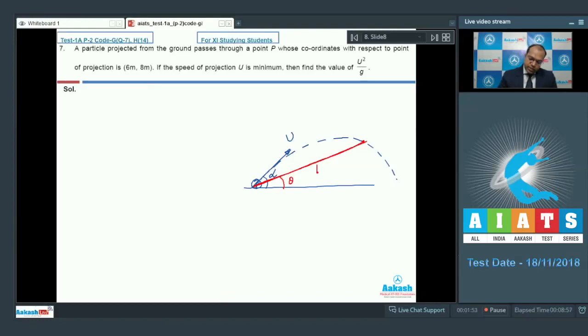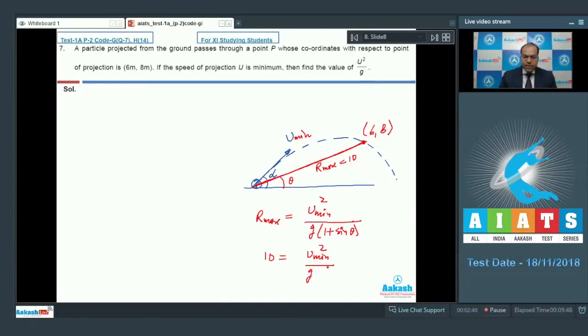So I know that R maximum, in case of u minimum, can be written as R maximum is equal to u minimum square divided by g into 1 plus sine theta, where theta is the angle made by the incline with the ground. Because the point coordinates are given as 6, 8, I can find that R maximum is 10. So 10 is equal to u minimum square divided by g into 1 plus sine theta.